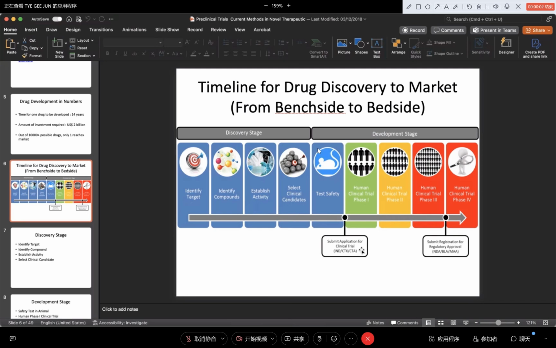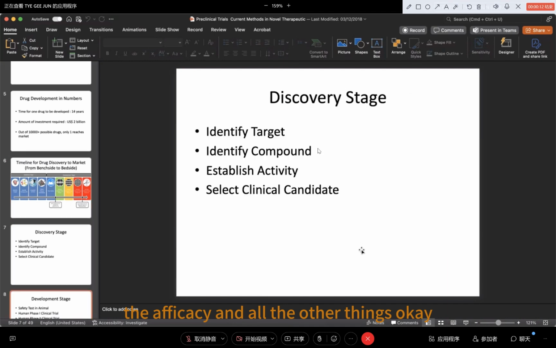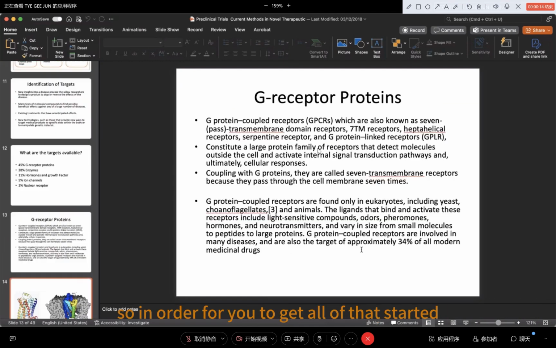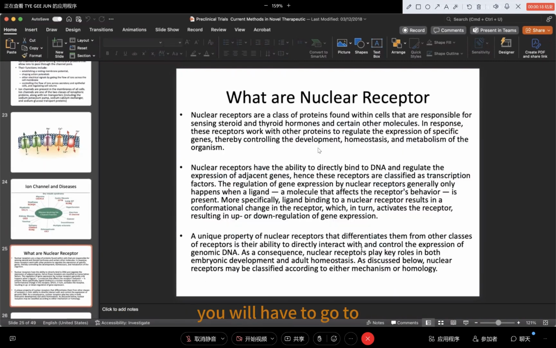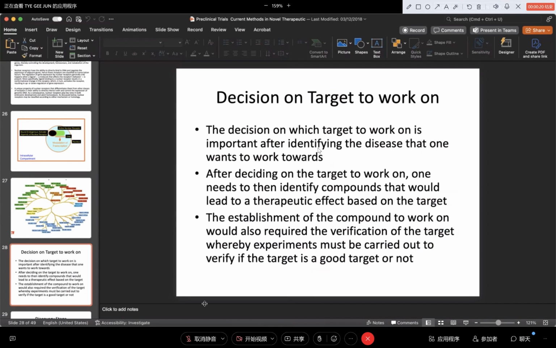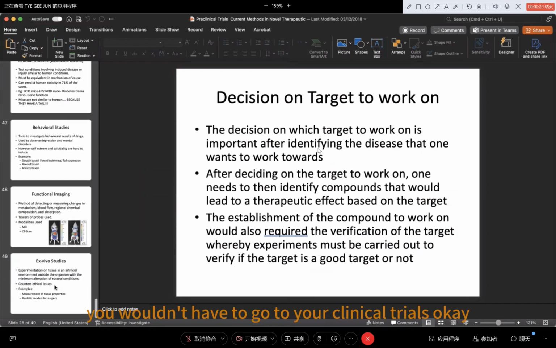have all the relevant data that is required. For example, your toxicity in animals, the safety in animals, the efficacy, and all the other things. Okay, so in order for you to get all of that sorted, once all of that has been done, you would then have to go to your clinical trials.